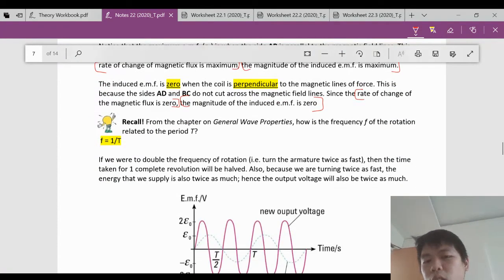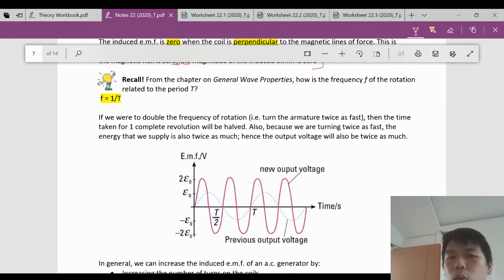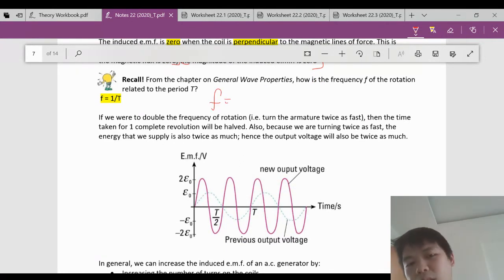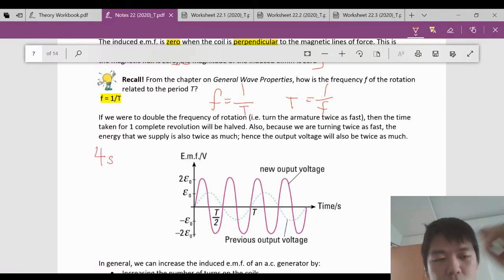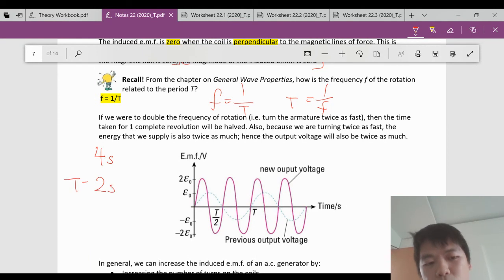From the previous chapter of general waves, how is frequency related to the period? We know that f is equal to 1 divided by T, or the other way around. So if we were to double the frequency of rotation, that means you turn it faster. If you turn it twice as fast, the time taken for one complete revolution will be half, because you turn it twice as fast. So for example, if you took 4 seconds previously to turn one round, now you spin it twice as fast, you only take 2 seconds, which is your period.